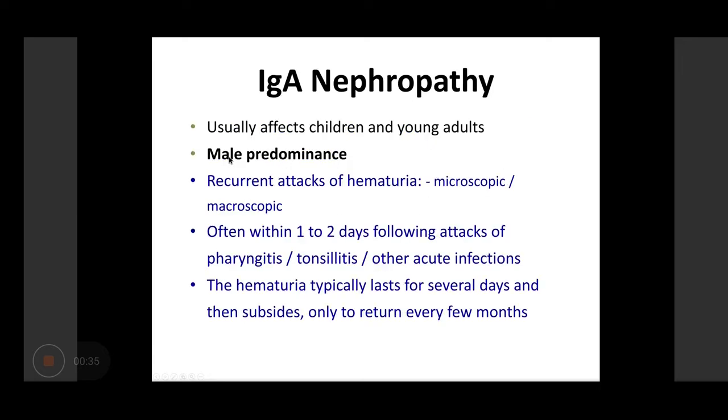It very classically affects young children and adults, and it has a very strong male predominance. The patients will give a classical history of recurrent attacks of hematuria. This hematuria can be microscopic or macroscopic in nature. They give a very peculiar history of episodes of hematuria occurring within 1 to 2 days following attacks of pharyngitis or tonsillitis. This hematuria lasts for several days and then subsides, only to return after a few months. And because it is so associated with attacks of pharyngitis or tonsillitis, it has been referred to as synpharyngitic nephropathy.